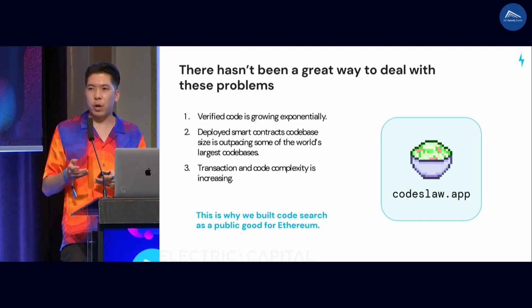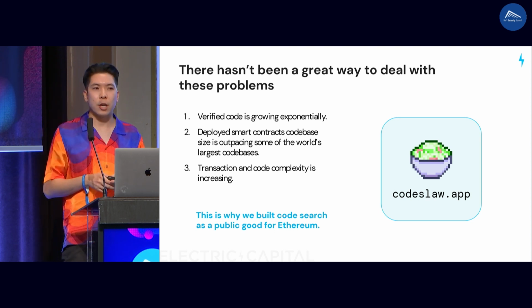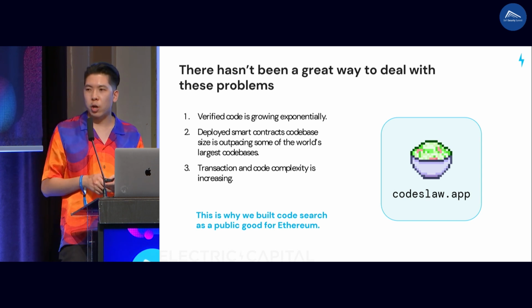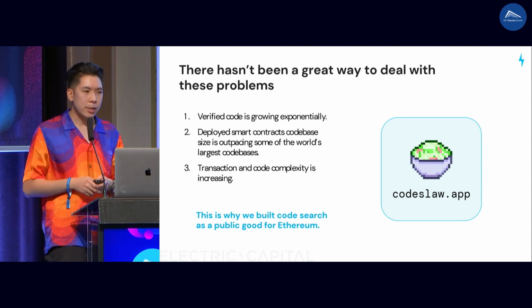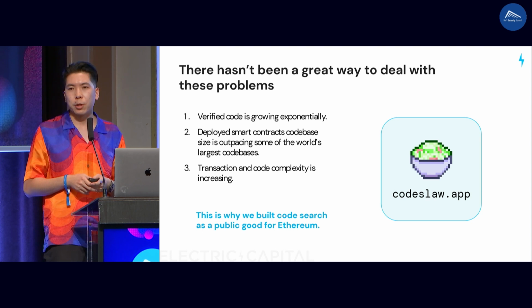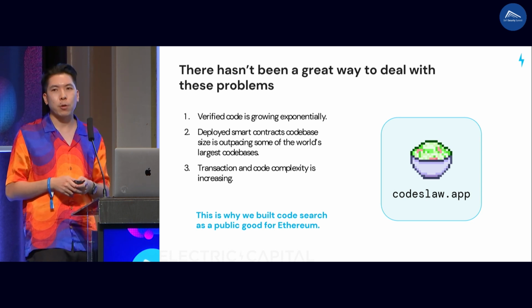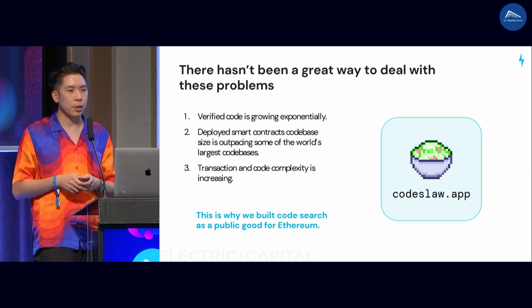So we have these three problems: the amount of code is growing exponentially, both in the number of contracts and in the lines of code, and what these contracts are doing is also becoming more complex. To help tackle these problems, we decided to build code search for Ethereum as a public good. The app is called Codeslaw, and I'm going to go over some use cases that you as a security researcher can use Codeslaw for today to audit contracts.